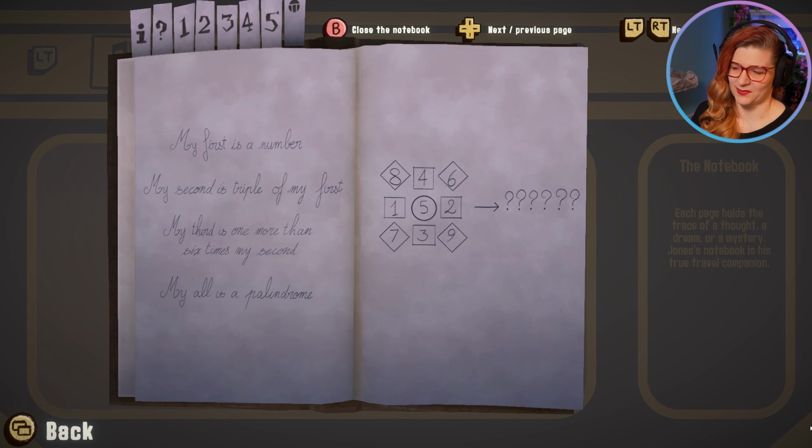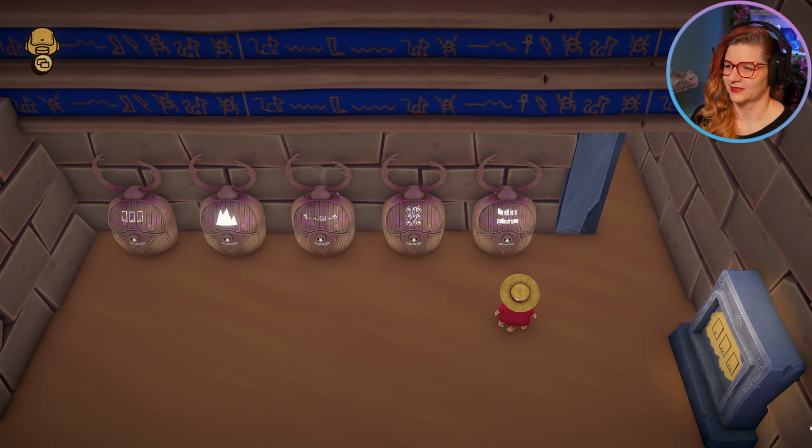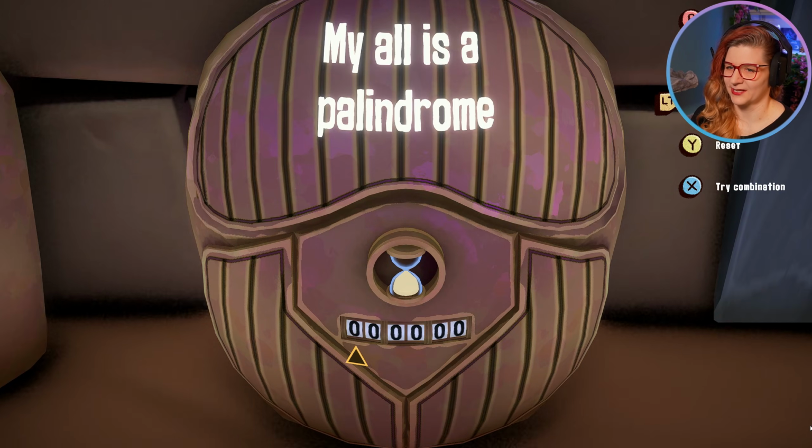Working through the different numbers, if we use 7 as the first number, we get 7, then triple that is 21, and 6 times that is 126, plus 1 is 127. So we get 7, 21, 127, which is a palindrome. So let's see if that logic is better.